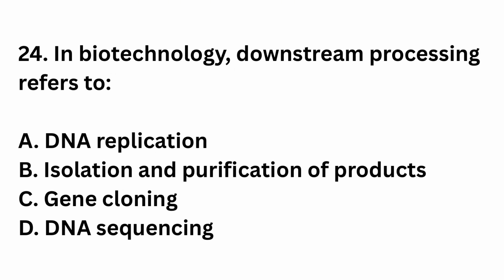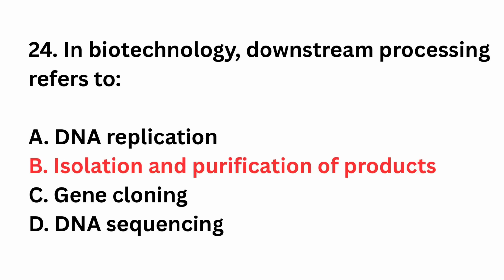In biotechnology, downstream processing refers to DNA replication, isolation and purification of products, gene cloning, DNA sequencing. The right answer is option B, isolation and purification of products. Downstream processing includes recovery, purification, and quality control of the final biotechnological product.